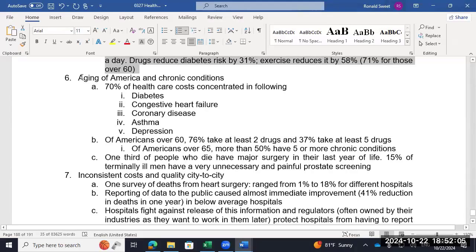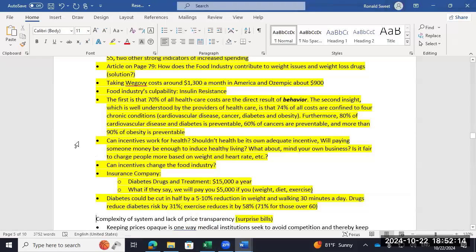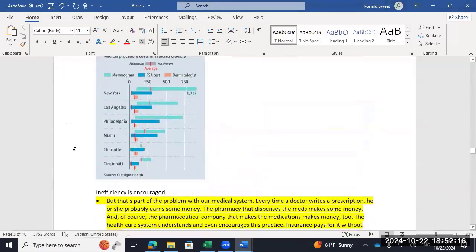Aging America: 70% of healthcare costs is concentrated on these diseases. You do have the baby boomer section. I don't know if we talked too much about that. It's at the very end of the problems.